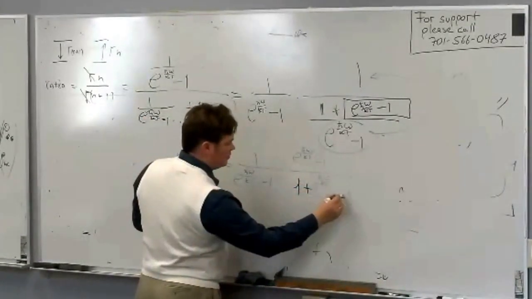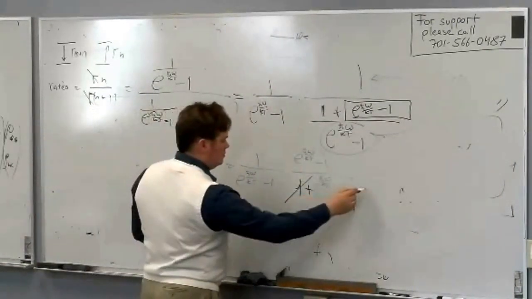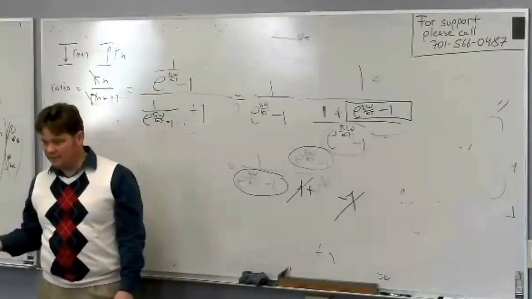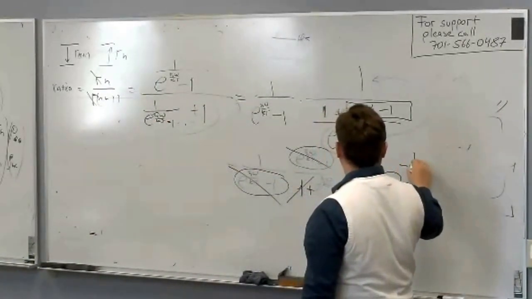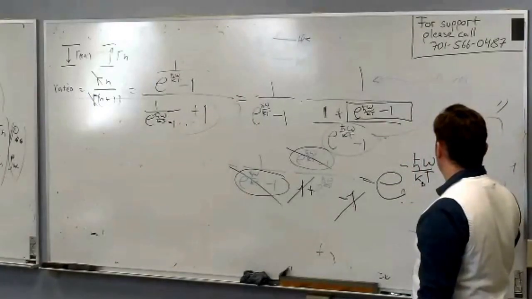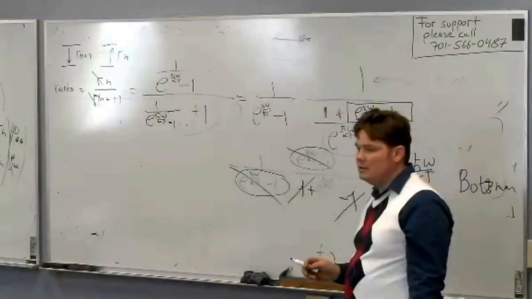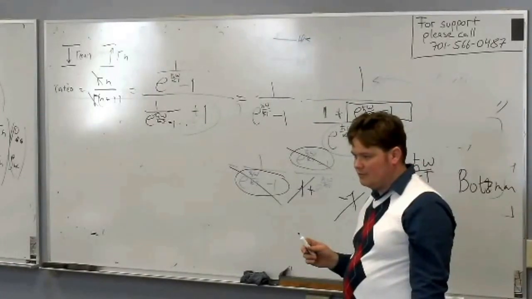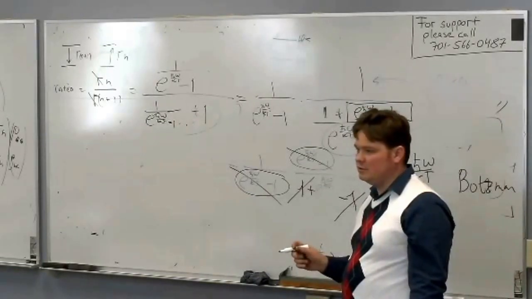So you have 1 plus something minus 1. The 1 is cancelled. And here, this denominator and the numerator there are the same. You can cancel them too. And we get e to the minus h bar omega divided by Boltzmann constant times T. So the intensity of thermal excitations is a Boltzmann factor less efficient than thermally activated relaxation.